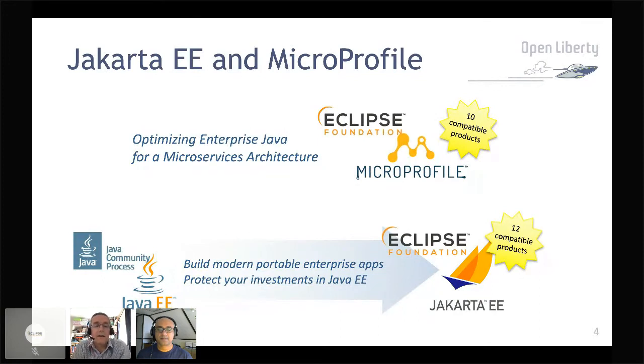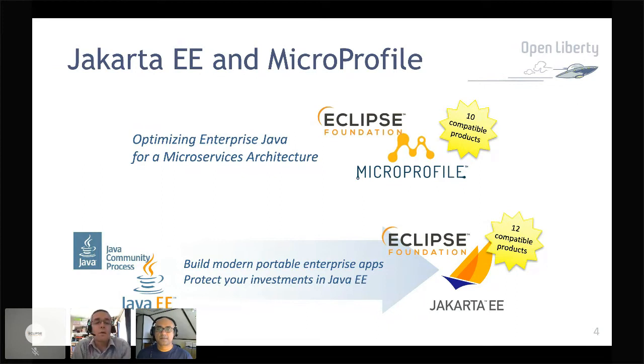So Java EE, I'm probably preaching to the choir here, has been around for a long time and evolved over the years. Its progress slowed in recent years, which is why a group of vendors got together and created MicroProfile, which rapidly moved to Eclipse and the Eclipse MicroProfile project.